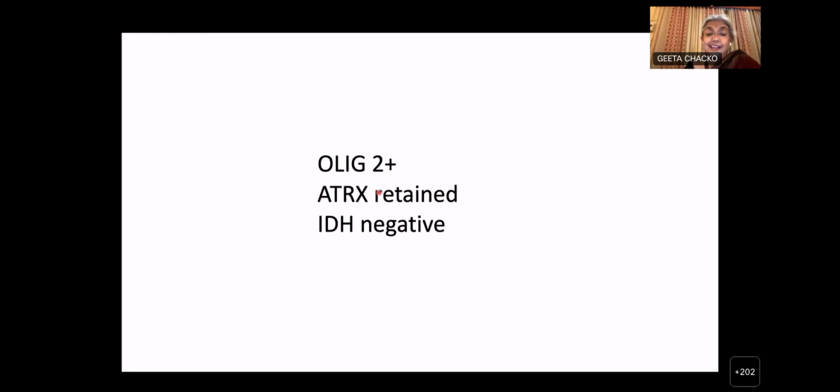Anvisha? Yes, ma'am. Now, ATRX is retained, but IDH is negative. So now, do you think you want to do something else? If we show 1p19q co-deletion.